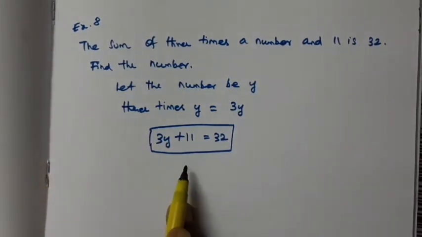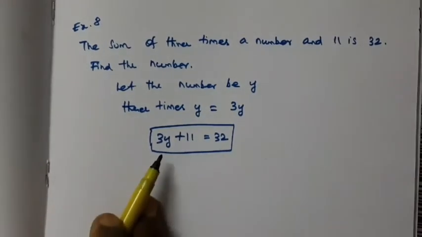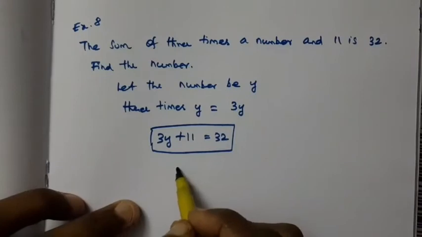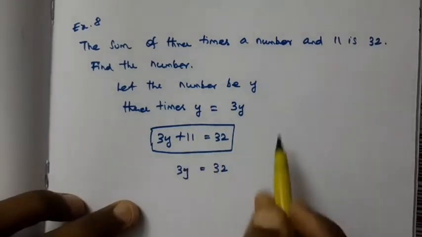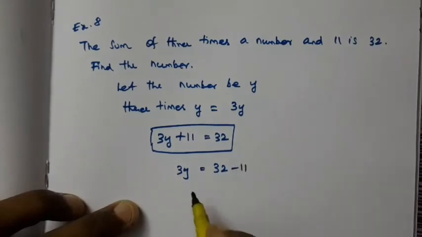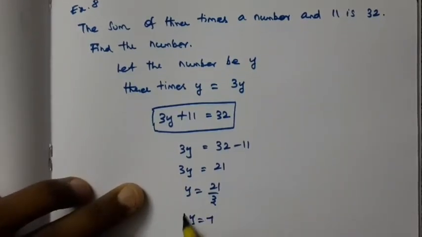Now this is the equation. We have to find what the number is, what y is. So 3y equal to 32, this 11 moves to this side and becomes minus 11. So 3y equal to 21, y equal to 21 by 3, y equal to 7.